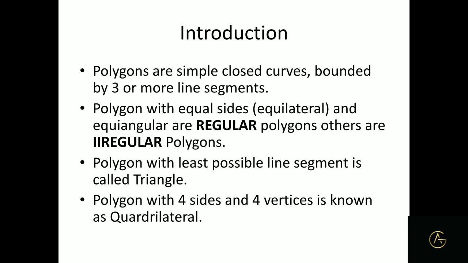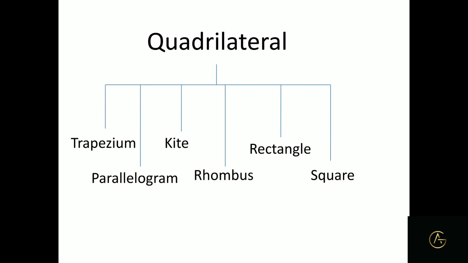So next comes the definition of a quadrilateral. A polygon with four sides and four vertices is known as a quadrilateral. Let's talk about the quadrilateral now. There are six types of quadrilaterals. First is trapezium, parallelogram, kite, rhombus, rectangle, and square.